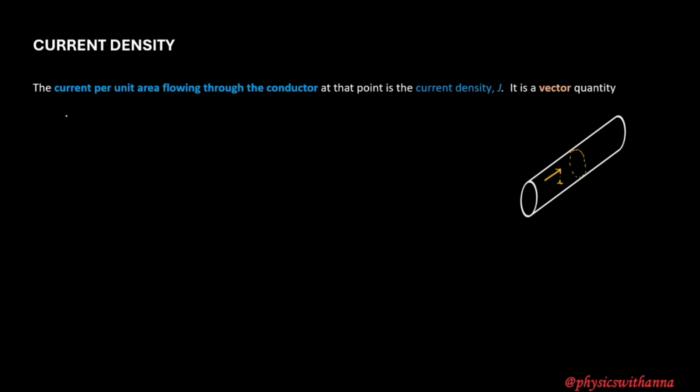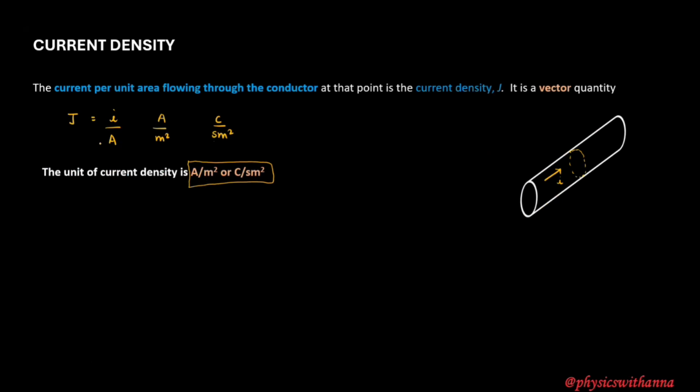We represent current density with the letter capital J, and you can write it as the amount of current flowing per unit area. Now, since current I is measured in ampere and area is measured in meters squared, the unit of current density is ampere per meter squared, or you can also write this as coulomb per second meter squared, as ampere can be written as coulomb per second. The conversion between units is very important to understand as they can be asked as multiple choice in exams.